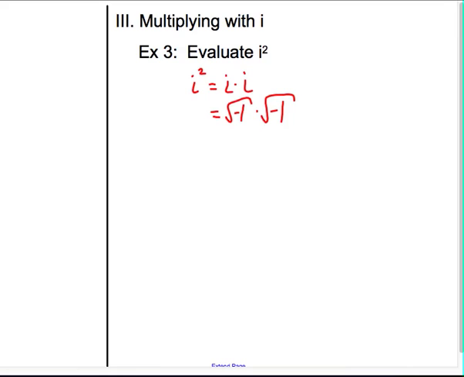When you're multiplying or dividing with two radicals, you can combine them under one radical. So this becomes the square root of -1 times -1. Parentheses might be easier to see. -1 times -1 is 1, and the square root of 1 is 1. So whenever you see i squared, it's the same thing as +1.